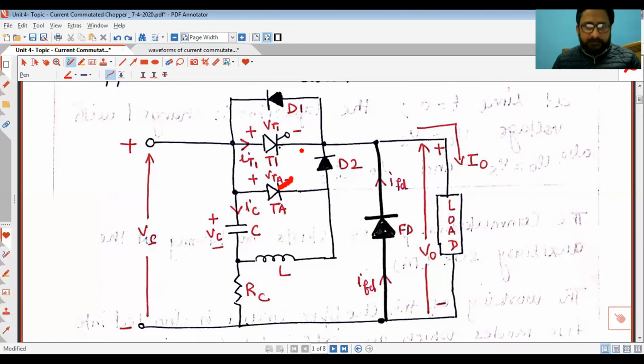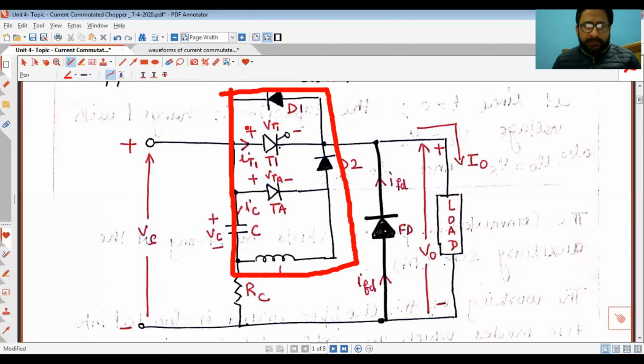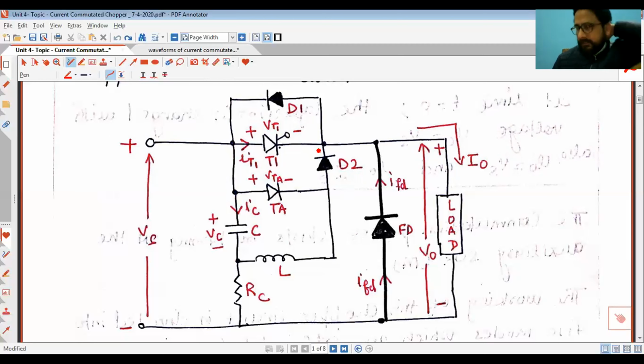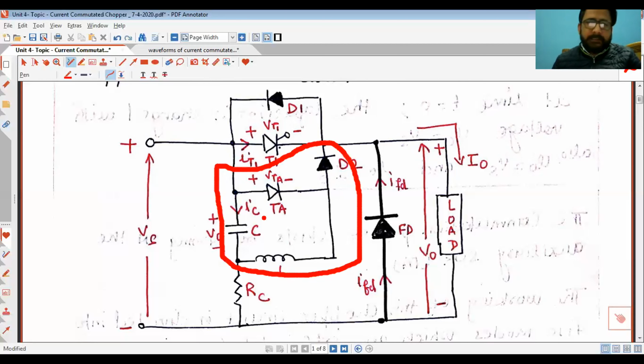Apart from T1, the main SCR, all other components in this particular circuit are basically the commutating components, specifically this part of the circuitry. This part of the circuit is the commutation circuit, because these components will be used to turn off the SCR and to keep the main SCR in reverse biased mode.